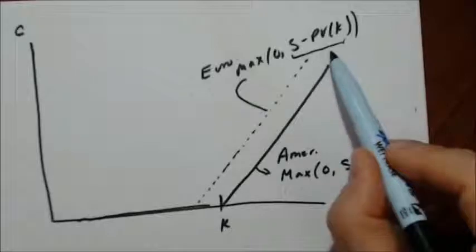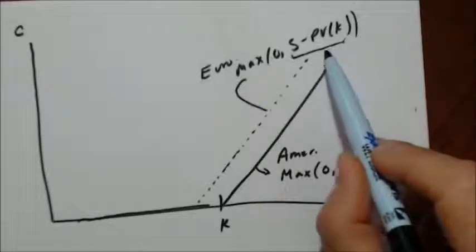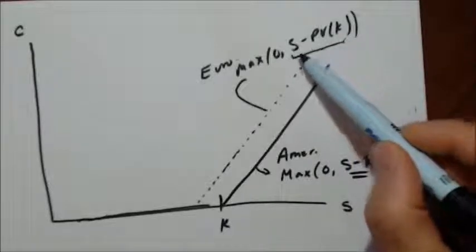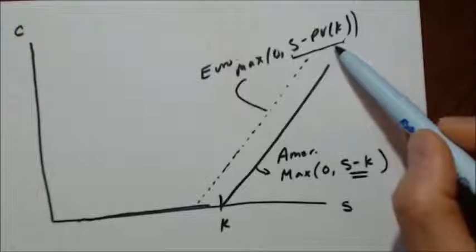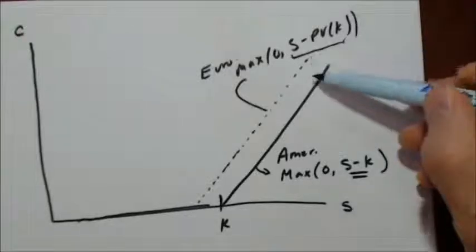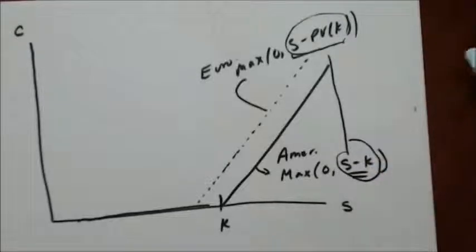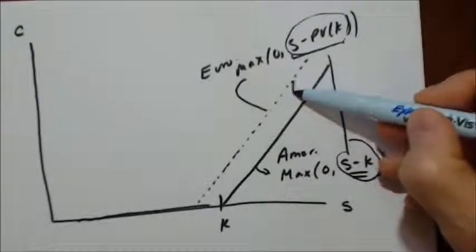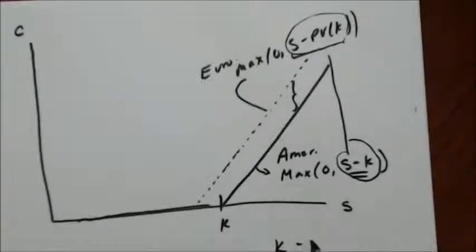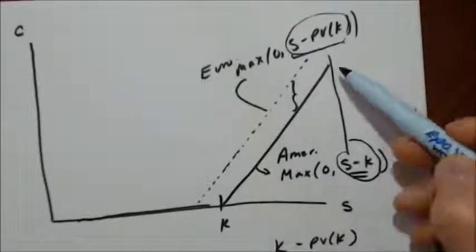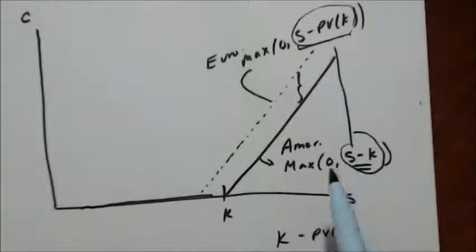Okay, so what you see here is this difference. Some authors will call this the intrinsic value of the option, even though you can't exercise it immediately and get this intrinsic value. They'll still call it the intrinsic value. But the intrinsic value, this number here, is greater than this number, and it's greater by the difference between the K and the present value of K. That's this difference here. Okay.